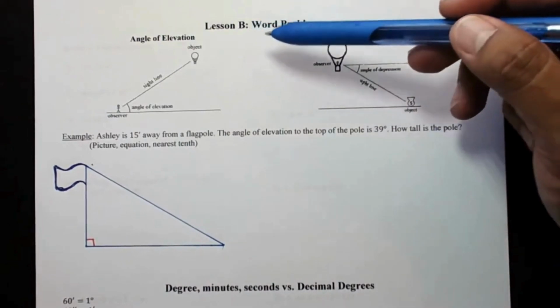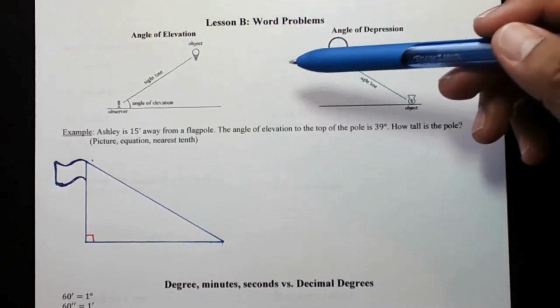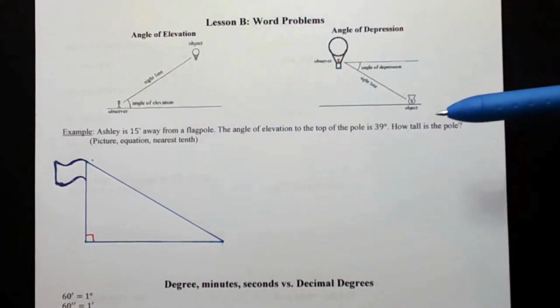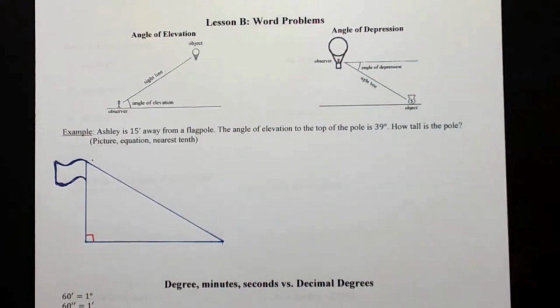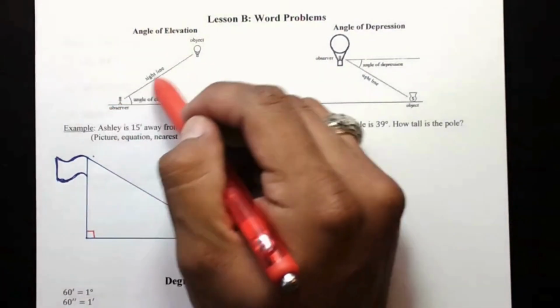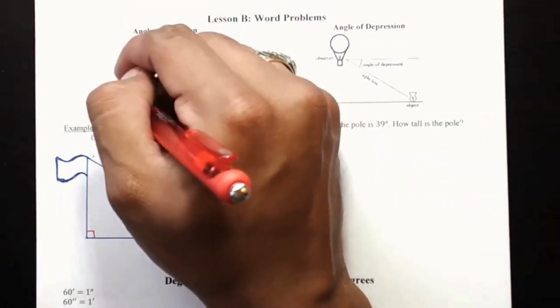So we're going to start off today with word problems, starting off with angle of elevation and depression. I'm going to start off by saying, just know these are both the exact same thing. Angle of elevation and depression are the exact same thing. And if you refer to these as the reference angles, you're going to deal with the same situation, that it's always the angle between your hypotenuse and the horizontal axis.